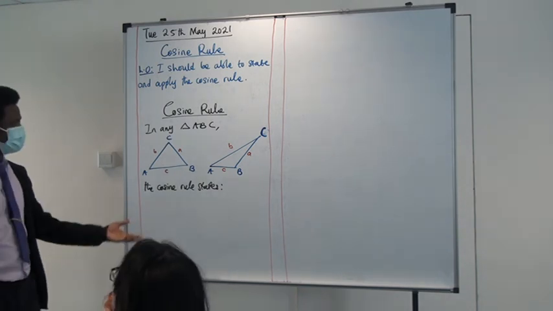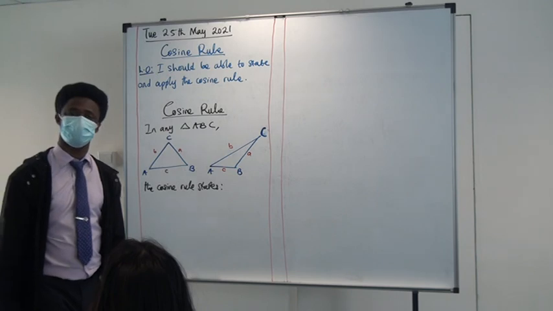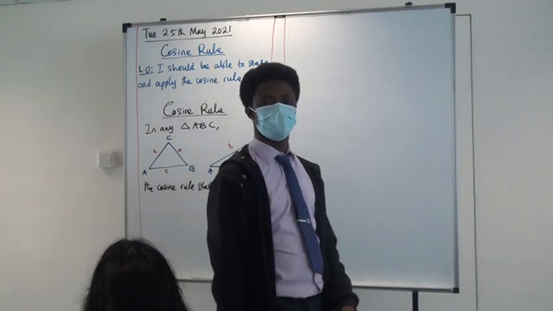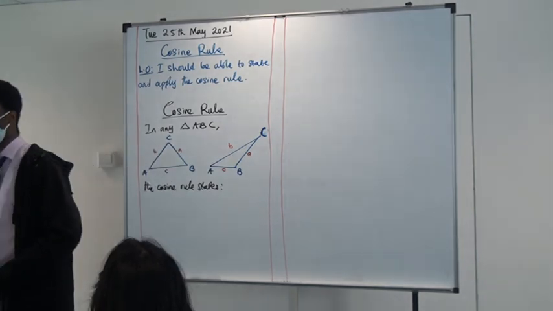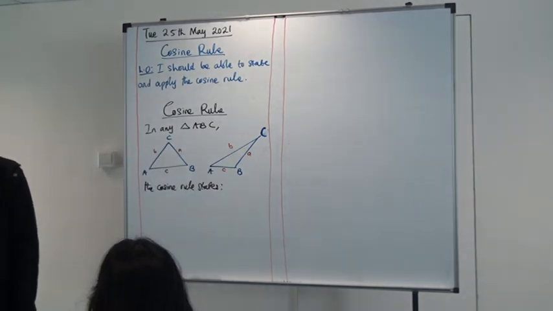Right. So, the cosine rule, just like sine rule, is used for non-right angle triangle. It could be acute or obtuse angle triangle.